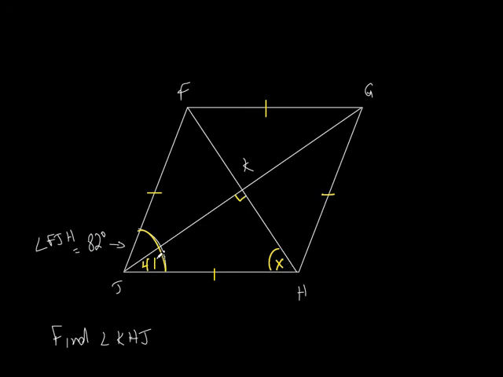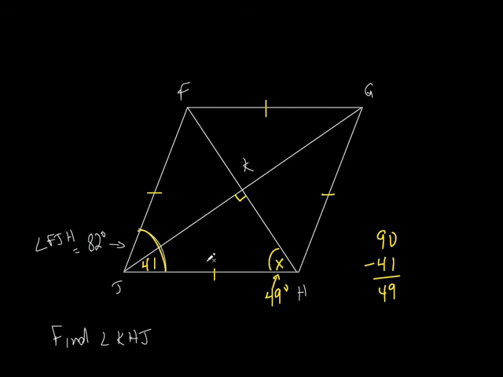Well, you could do it that way, and that would be okay, but an easier way: these two are going to add up to 90, right? So the easiest way is just go 90 minus 41. And what's that? 49. So X, or angle KHJ, is 49 degrees. There you go. It's not so bad, is it?